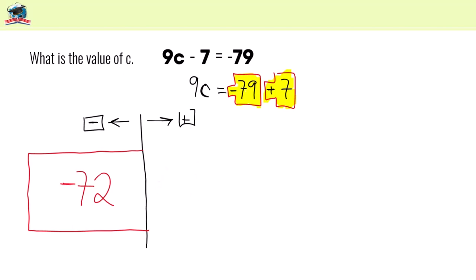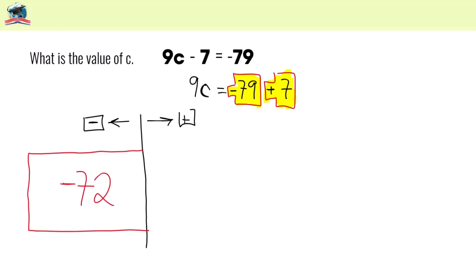So we can see that the negative side is winning. So when we first started, we had plus 7 on the right hand side, and we had a minus 79 on the left hand side, and there's a tug of war. We could see that the negative side is winning. So the answer here is going to be minus 72. So minus 79 plus 7 will give us a minus 72.